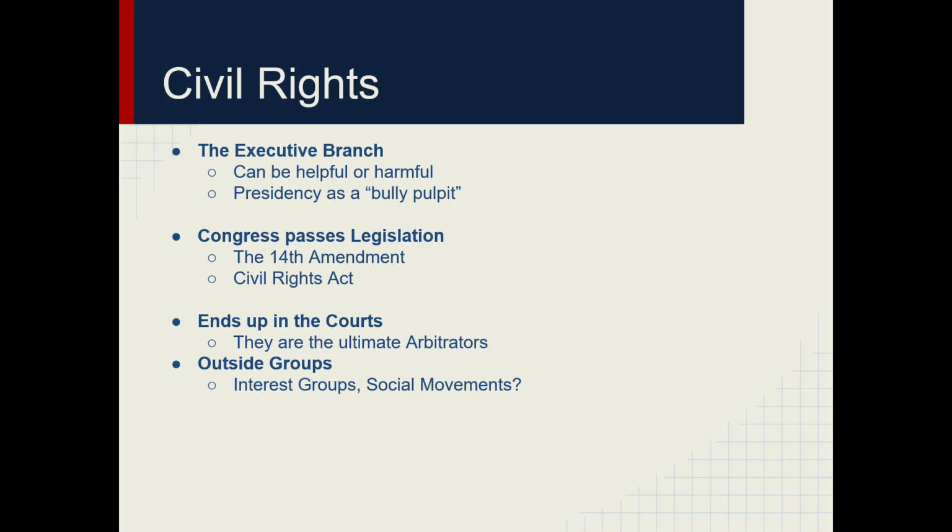Now, if there's a dispute between parties at the state level and somebody is suing a state for discrimination, that ends up in the courts. Sometimes it goes to the Supreme Court. Now, outside groups such as interest groups and social movements, think about Black Lives Matter. Think about other protest groups we see today. You see these groups organize, march, write letters and try to influence policy, and sometimes they are very effective.